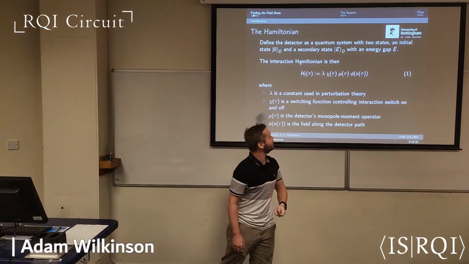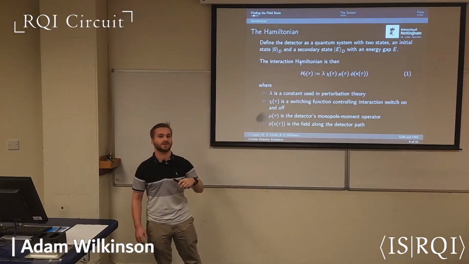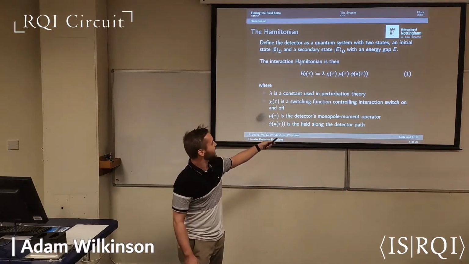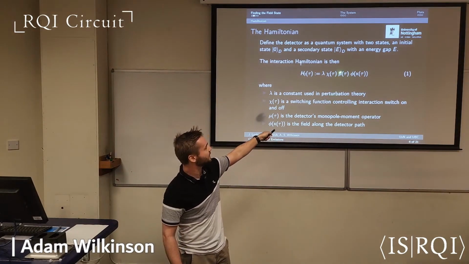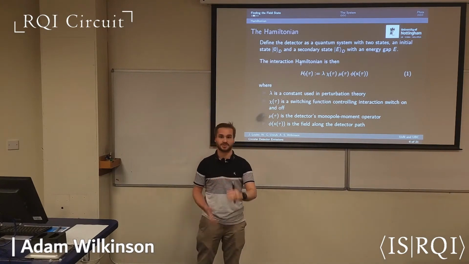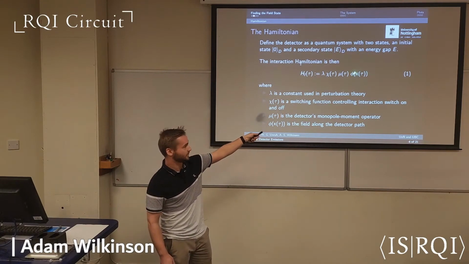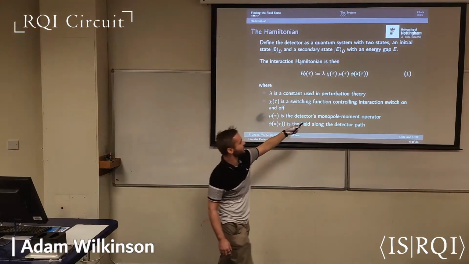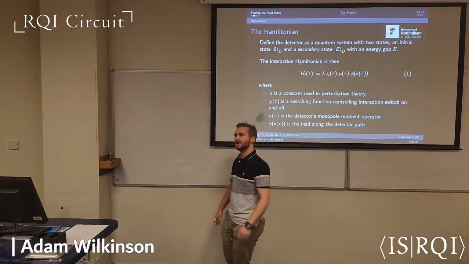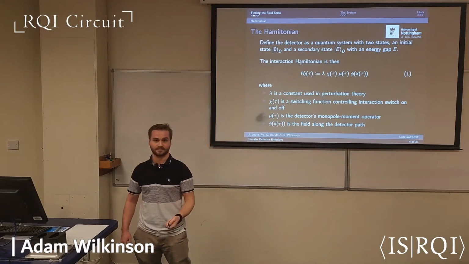There is also a chi, which is a switching function that I'll talk a bit more about later on, which defines how we turn the interaction on, how we turn it off. The detector monopole moment operator sits in here, which gives the detector a degree of freedom to transition up or down, however it sees fit, and be coupled to the field. And this is specifically the field along this x of tau, this proper time of the detector, along the path of the detector, parameterized by its proper time.